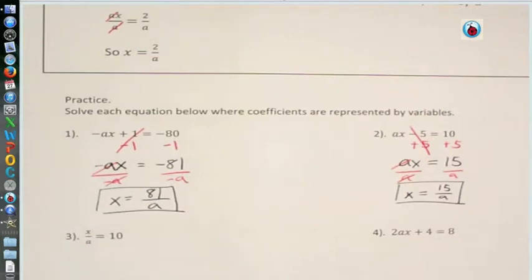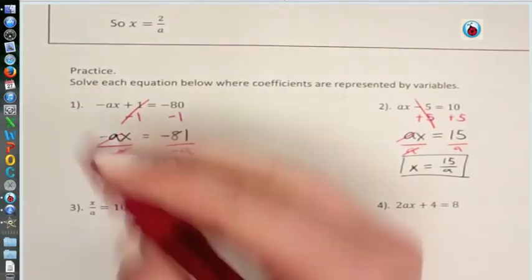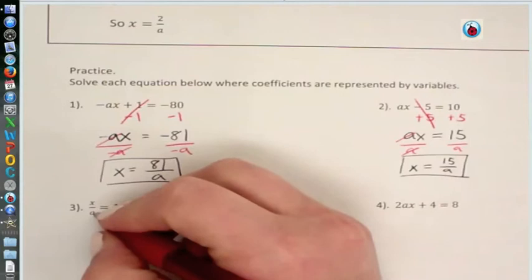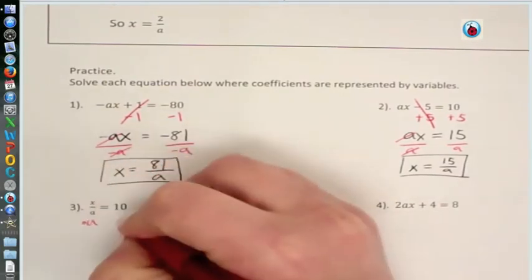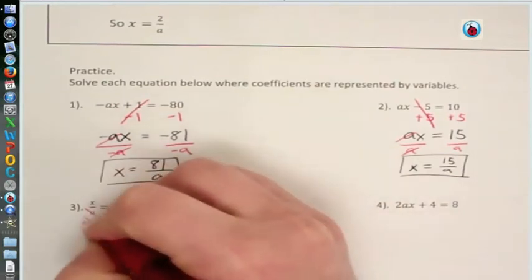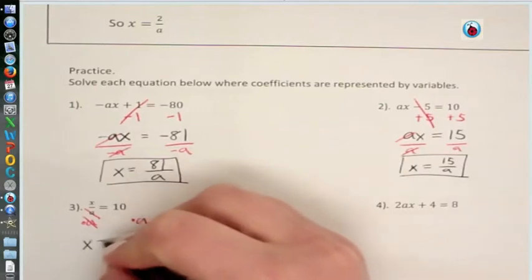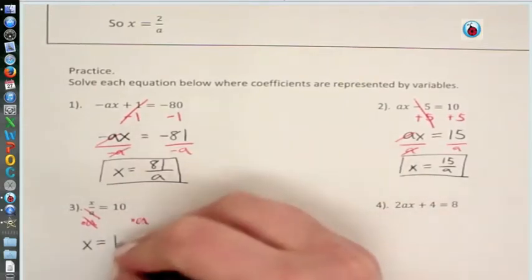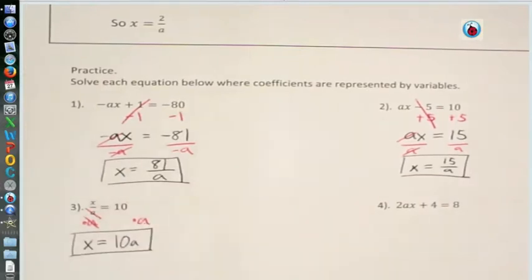Number 3 is a little bit different because we're not multiplying x by a, we're dividing x by a. So I'm going to have to do the opposite of dividing by a, which is multiplying by a. So times a, that cancels. We end up with x equals 10 times a. I'll just write that as 10a. And x is by itself.